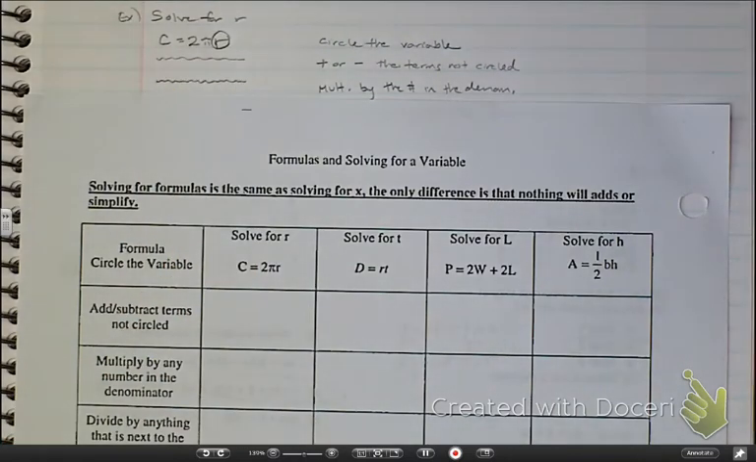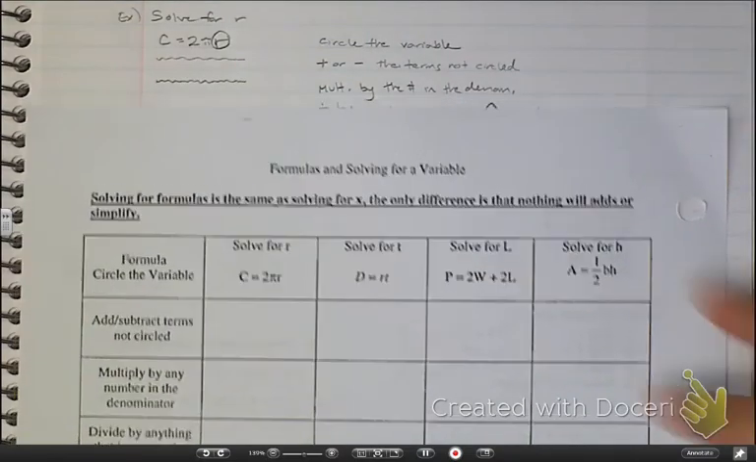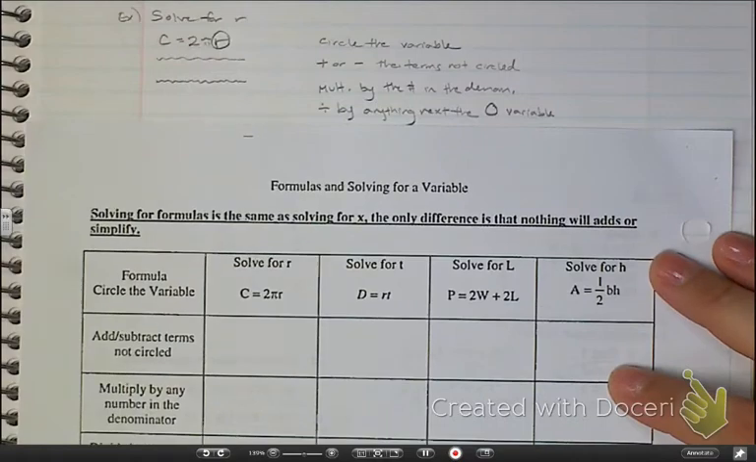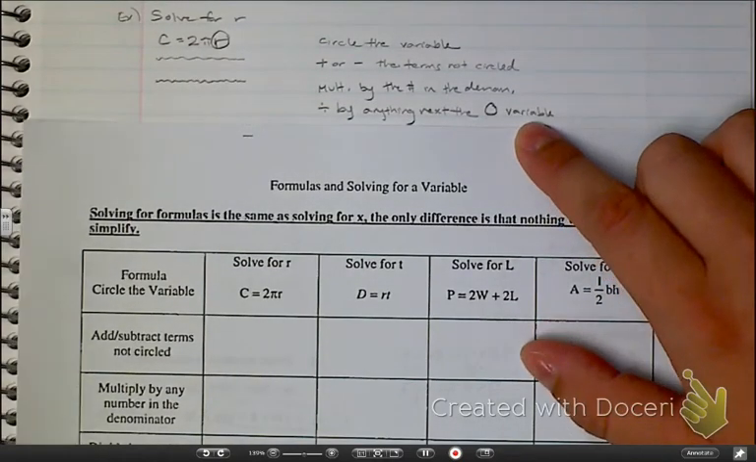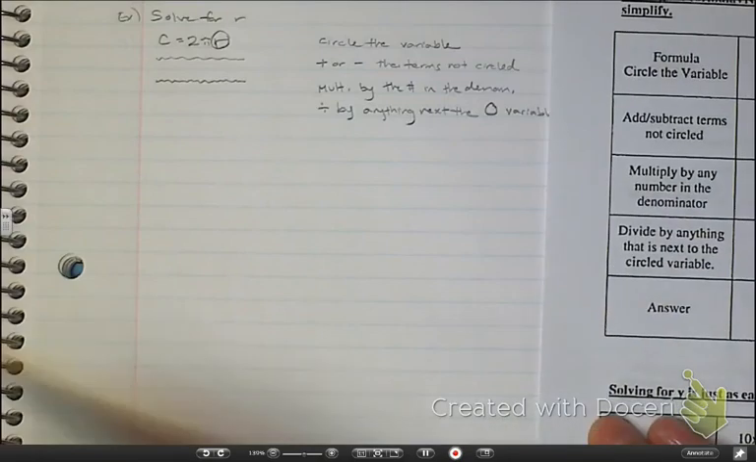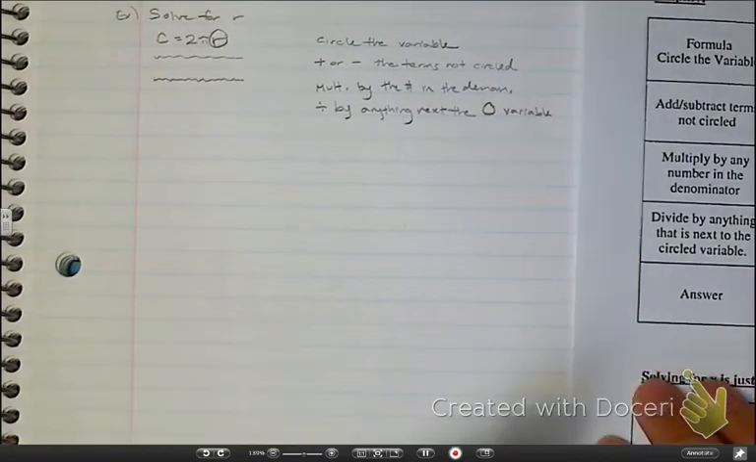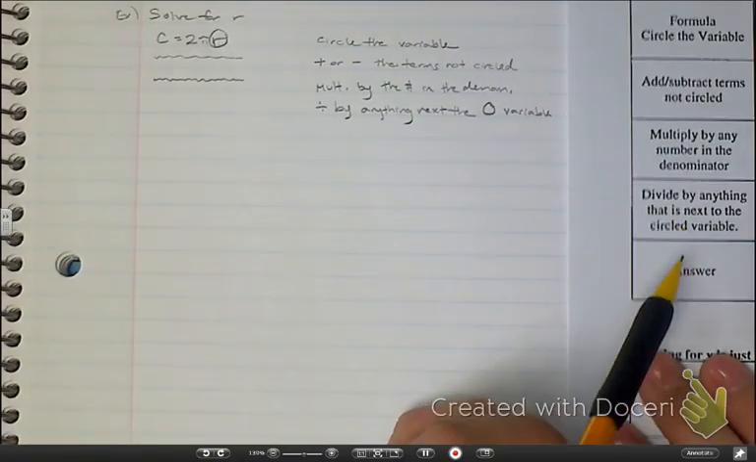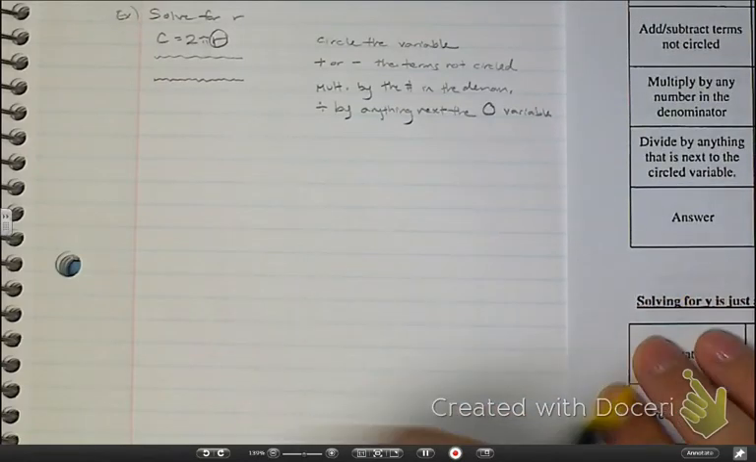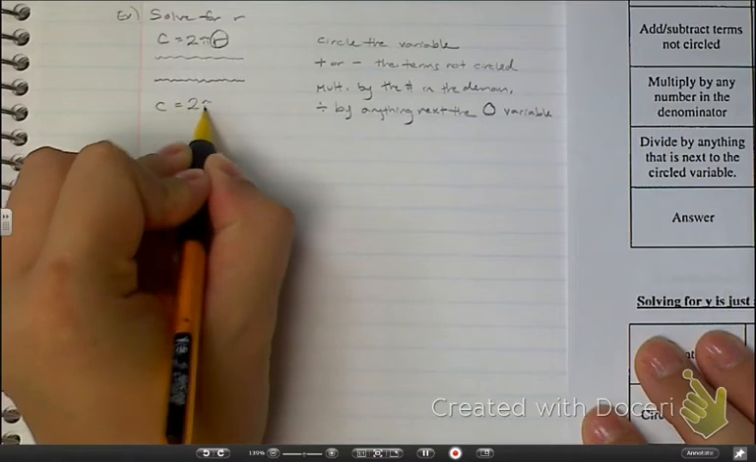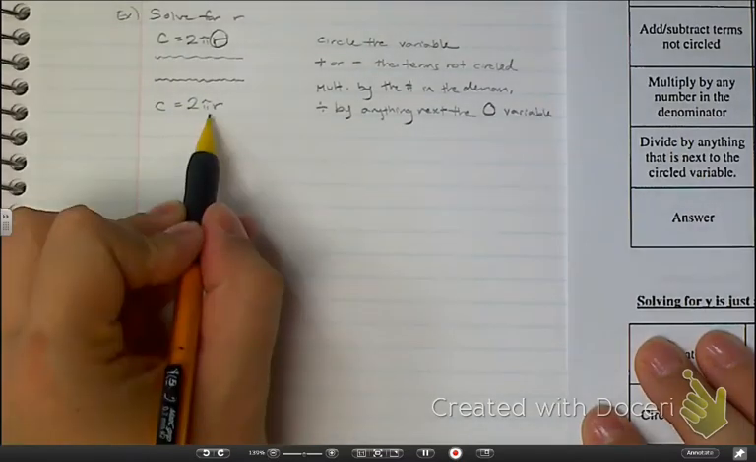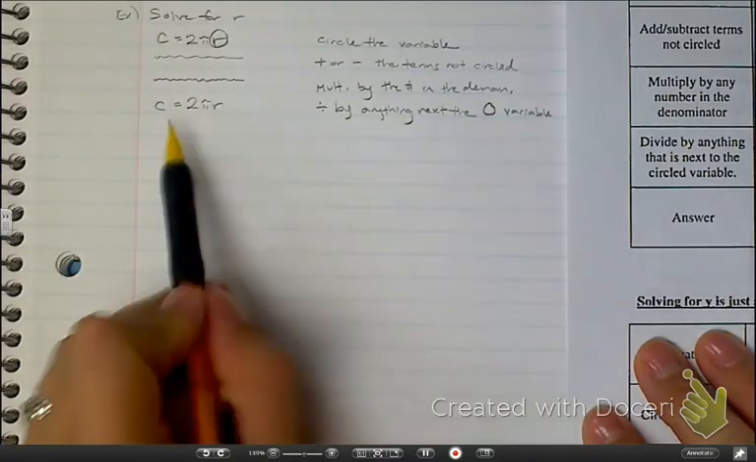All right, for my next step, I can actually do stuff now, so let's go ahead and look at this one. It says, divide by anything next to the circled variable. So I wrote that right here, and actually it's in your packet as well. Right here, it says, divide by anything that is next to the circled variable. So I'm going to rewrite my equation one more time so I can have it down here. And that's an easy way of saying it, divide by anything that is next to the circled variable.